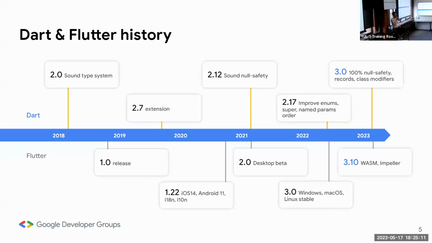Wednesday, they announced Dart 3 that enables 100% null safety, records, and class modifiers. And we have Flutter 3.10, WebAssembly. So now I don't know if it's stable now, but you can compile on web using WebAssembly. And on iOS, they enable Impeller, which is the new render engine, only for iOS. I think it's in beta for Android.